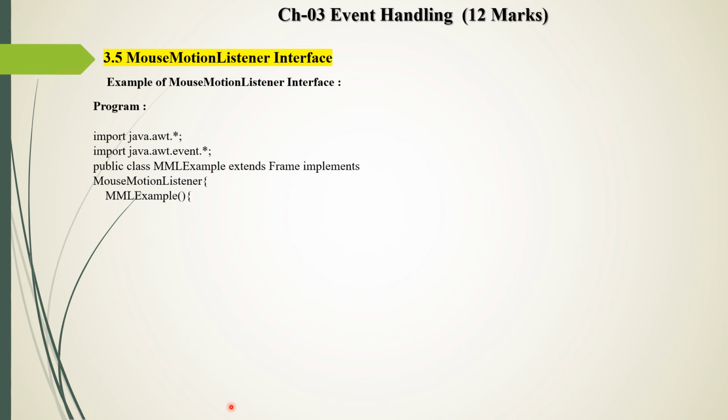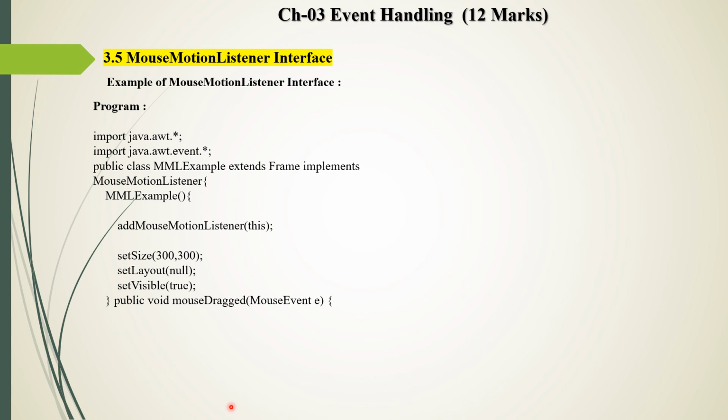Next we define the constructor of our class MMLExample. Inside the constructor we register our frame with the MouseMotionListener. Then we set the size of the frame, then we set the layout of the frame, and then we set the visibility of our frame. Then we define two methods, public void mouseDragged.